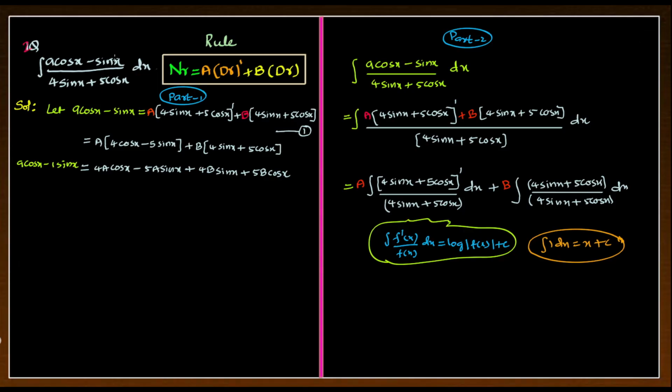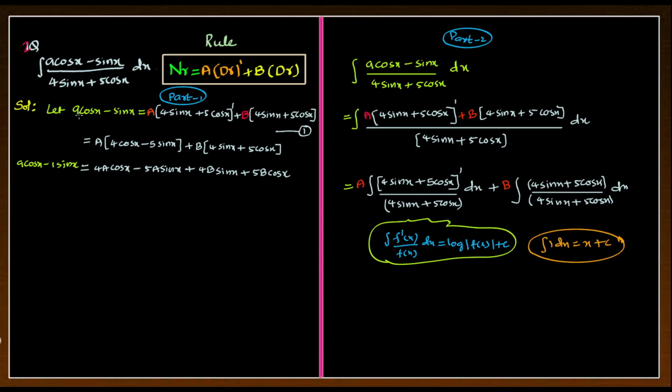The working rule is NR equals A DR dash plus B DR. What about the working rule? NR means numerator, A and B are any constants, DR means denominator, dash means differentiation. We have to convert the numerator in terms of the denominator. Then we write the question, split the two terms, and use the formulas of integration. Integrate both the terms separately. That's it. Okay, so let's start.